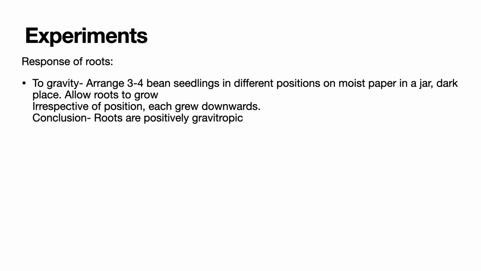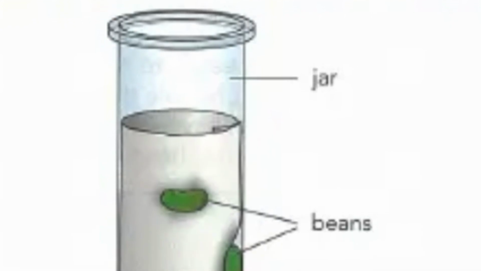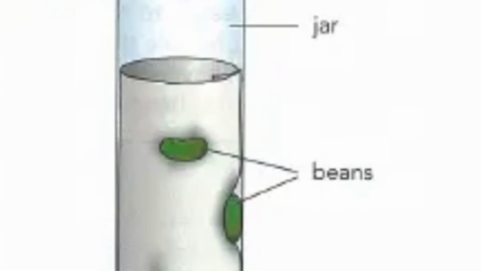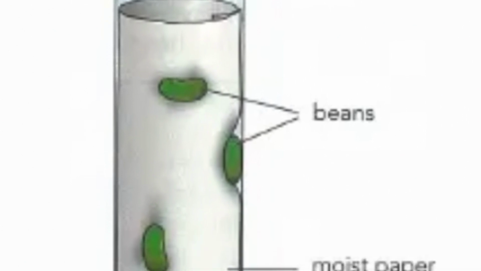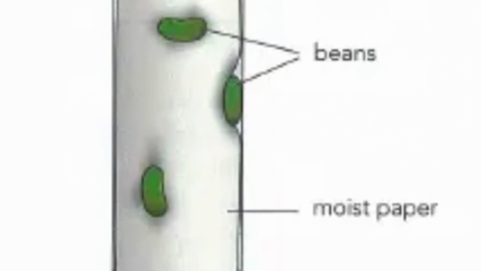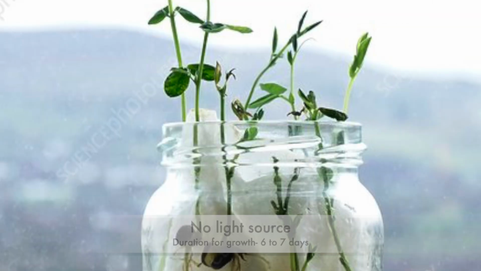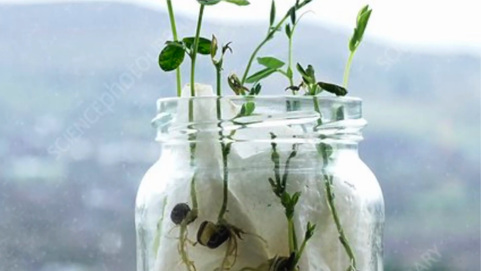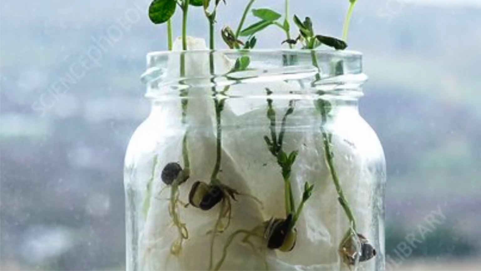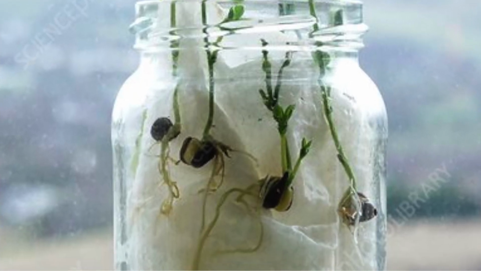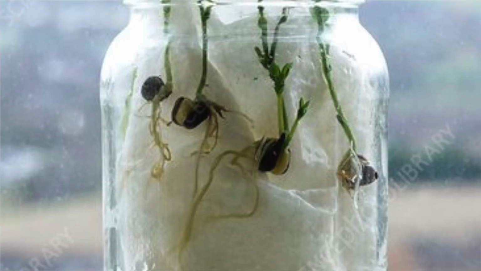Now for roots, their responses to gravity: we can arrange 3 to 4 bean seedlings, put them in different positions in a jar on moist paper. The place should be dark and we should allow roots to grow. Irrespective of their position, each will grow downwards, and we can conclude from this that roots are positively gravitropic.